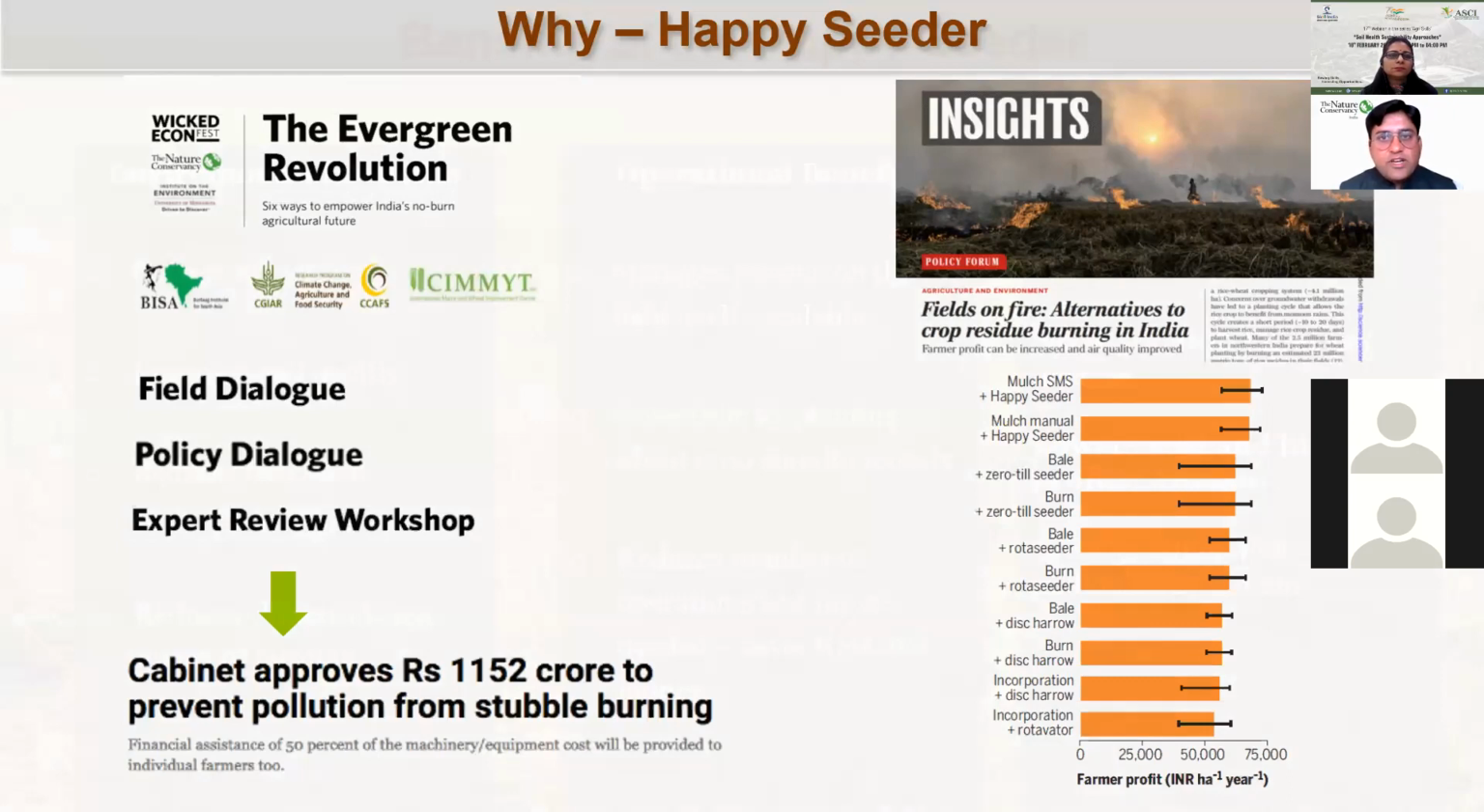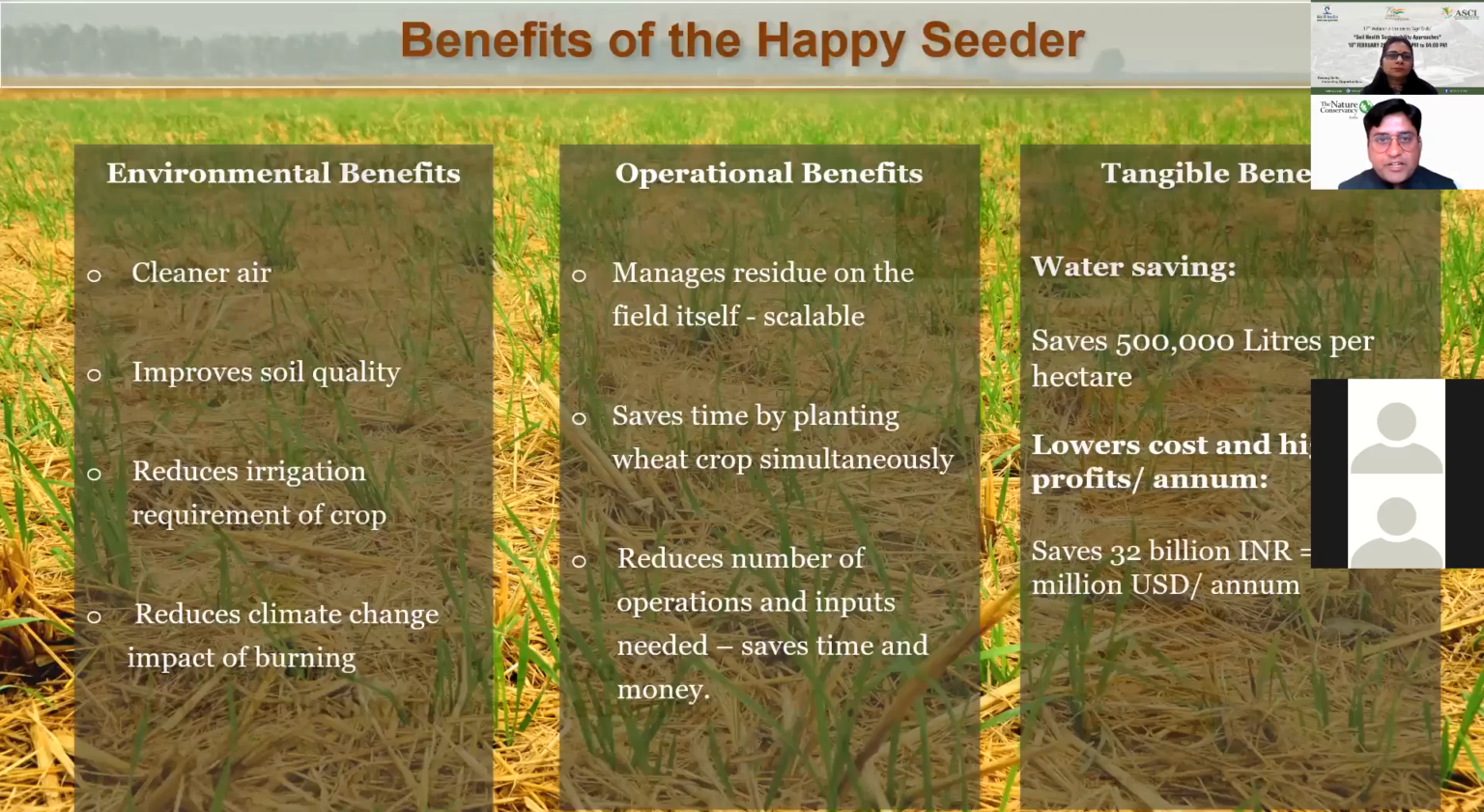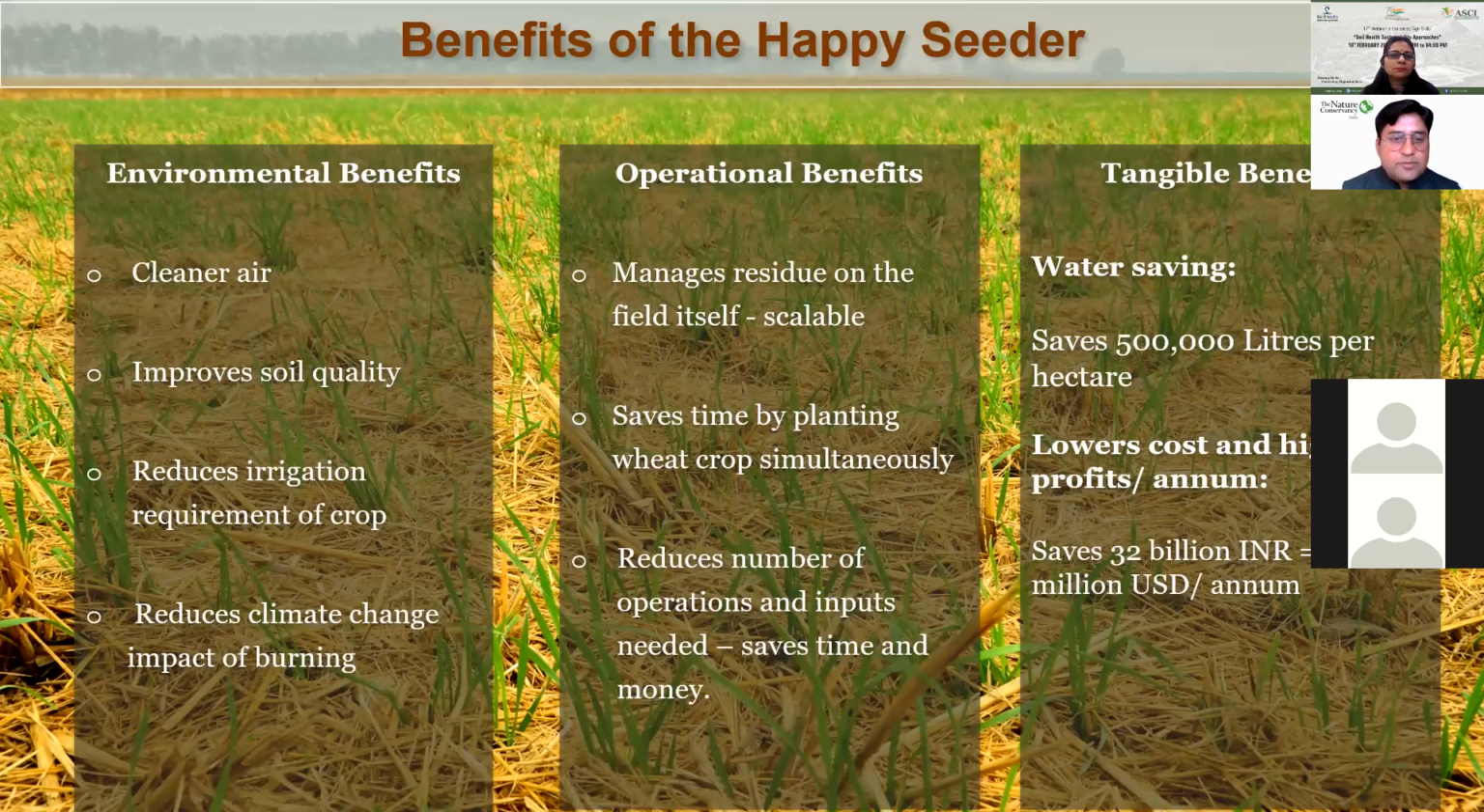So you can see the benefits of the Happy Seeder in terms of environmental benefits. It cleans air, improves soil quality, improves the soil organic carbon over a period of a few years, and reduces one irrigation. One irrigation in wheat means around 500,000 liters of water per hectare, and we are talking about 1.5 million hectares. So you can see the numbers we can save in terms of water, that too in a geography where water is depleting. And also in terms of reduction in the number of operations required, input requirements, and saving time.